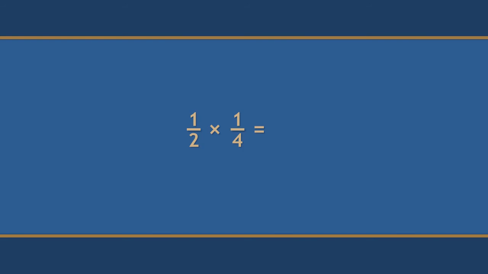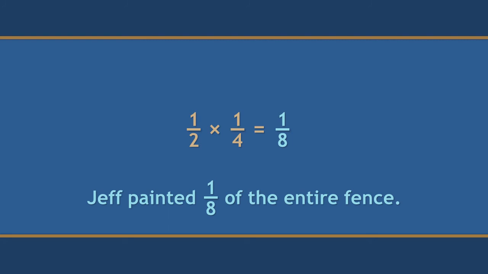Now, all you do when you multiply fractions, it's very simple, is you simply multiply across the numerators and then the denominators. So we're going to start by multiplying 1 times 1, which gives us 1, 2 times 4, which gives us 8, and that's it. So our answer is that Jeff painted 1/8 of the entire fence.